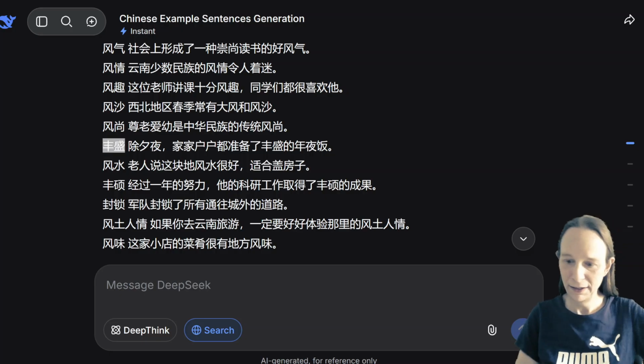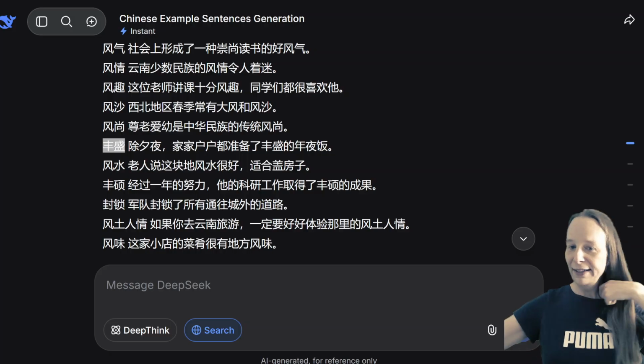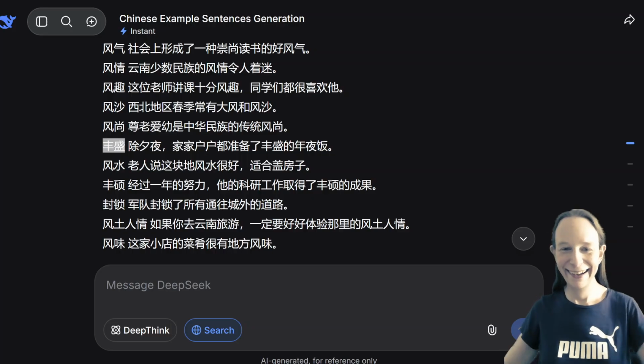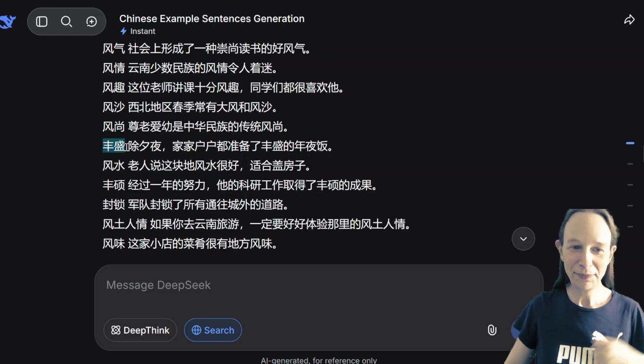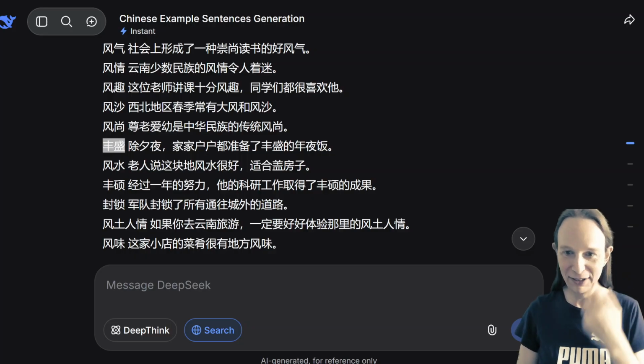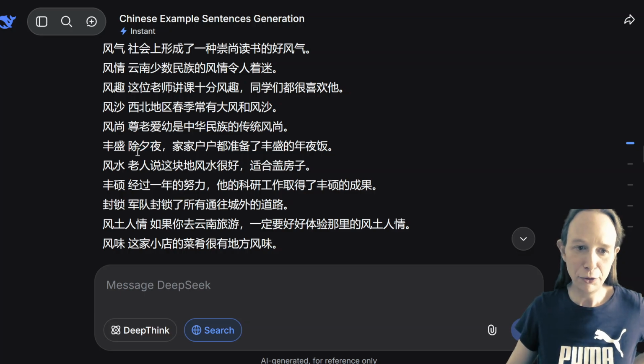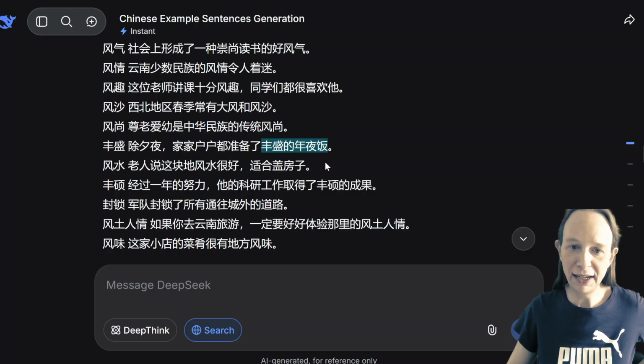丰盛. Oh, right. Sorry. Wait. My lunch arrived. Yeah, I had some rice. Okay. 丰盛. 丰 refers to things that are plentiful or abundant. 盛 is rich, lush, something like this. Plump. I'm not entirely sure what it refers to. 除夕夜家家户户都准备了丰盛的午夜饭，年夜饭 sorry.